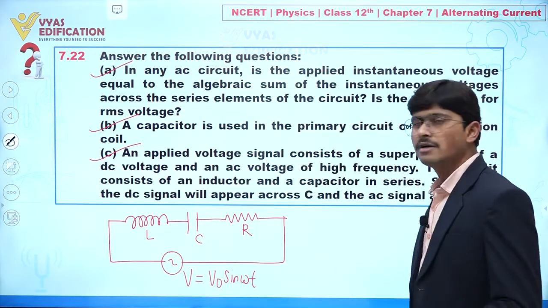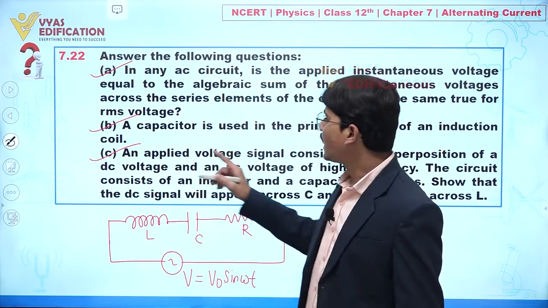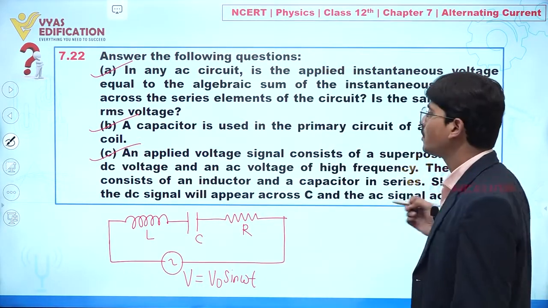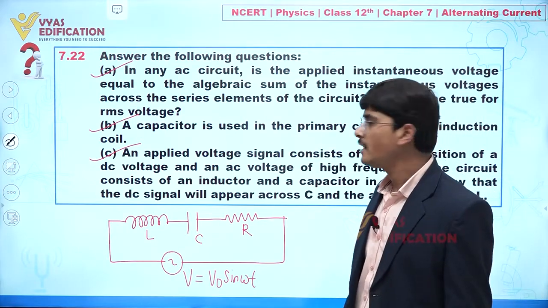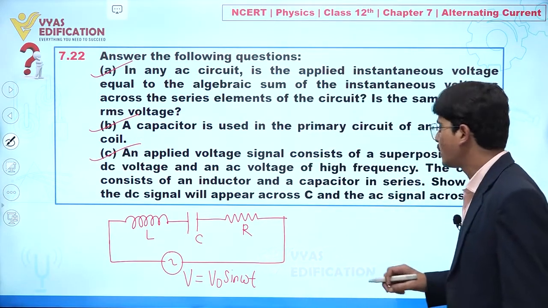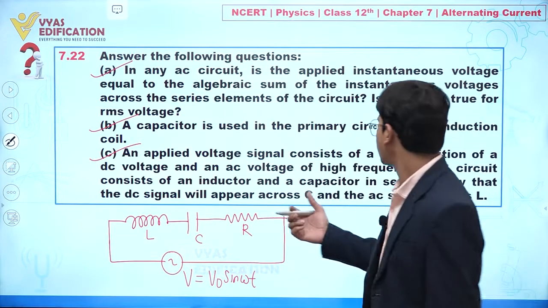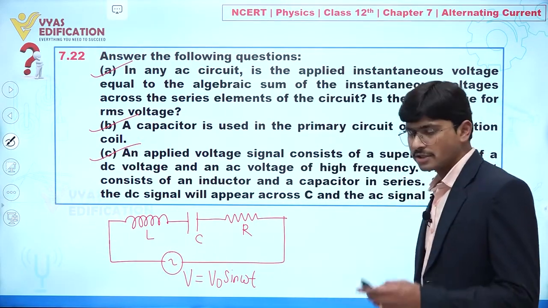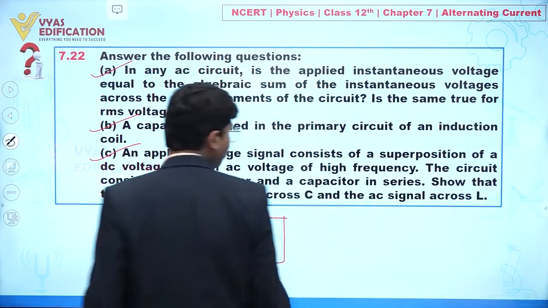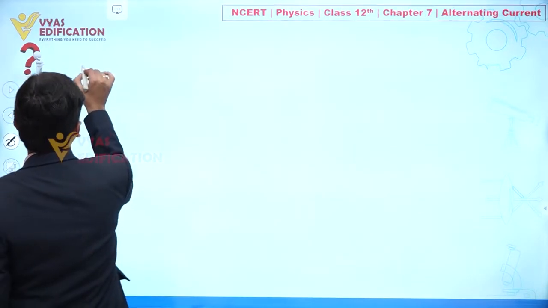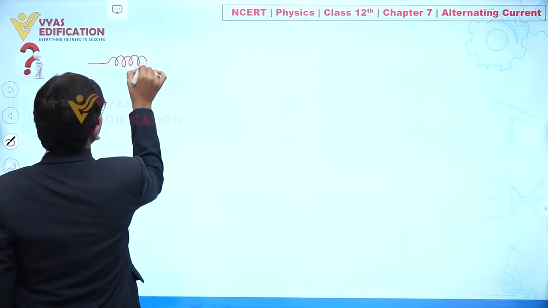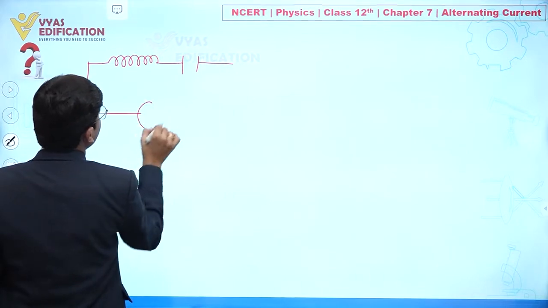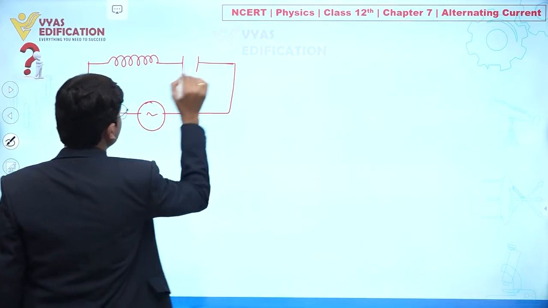In part C, it is given that an applied voltage signal consists of a superposition of DC voltage and AC voltage of high frequency. The circuit contains an inductor and a capacitor in series. Show that the DC signal will appear across C and the AC signal across L. Now let us try to understand. Let's suppose this is L and this is a capacitor, both connected in series, and we have a voltage source here, clear?